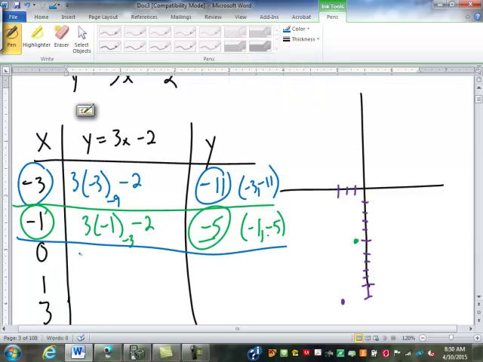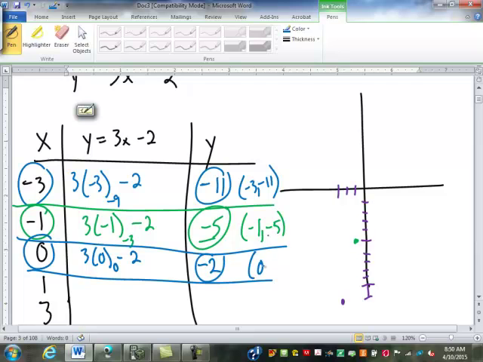X is 0. Y is 3 times 0 minus 2. Well, of course, 3 times 0 is 0. Minus 2 is negative 2. So when x is 0, y is negative 2, giving us the ordered pair 0, negative 2. So x is 0 right there. We don't move side to side at all. We just go down to the negative 2, like that. And then we keep going.